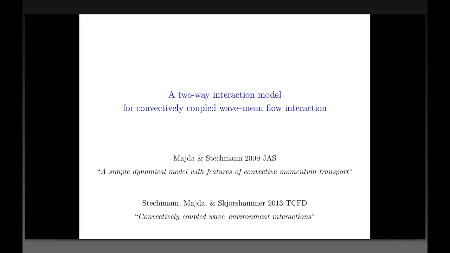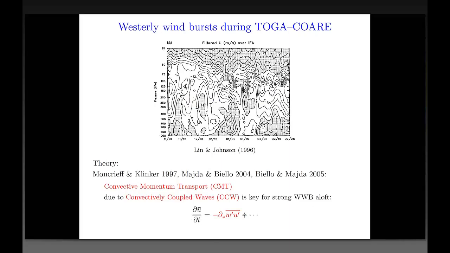I just wanted to show a couple slides on further development of those ideas. In this type of thinking, the idea was to ask the question, if we had a convectively coupled wave, could its momentum transport accelerate the winds as seen here? And they found that the answer was yes.